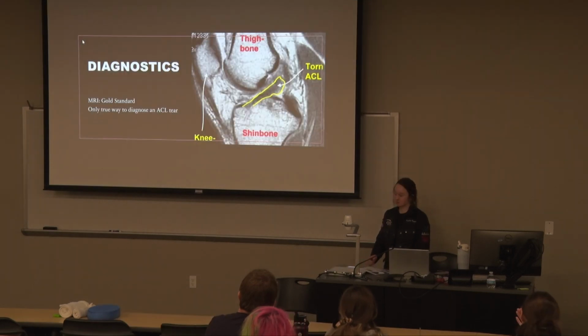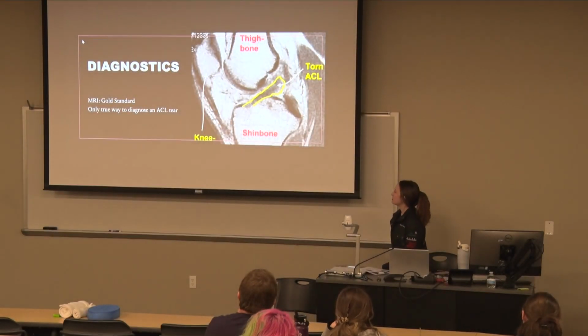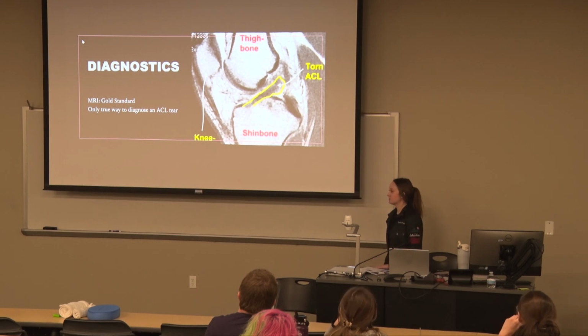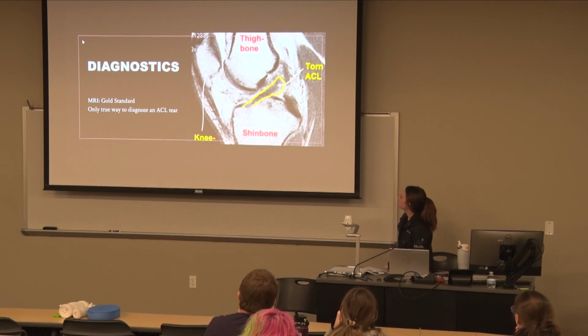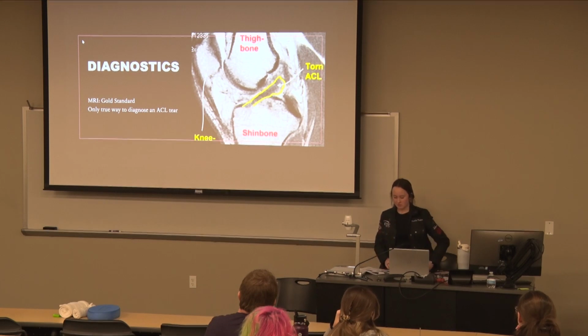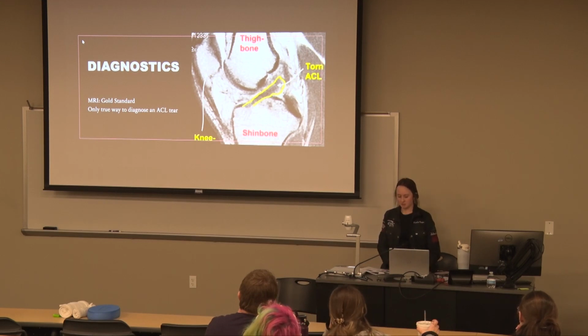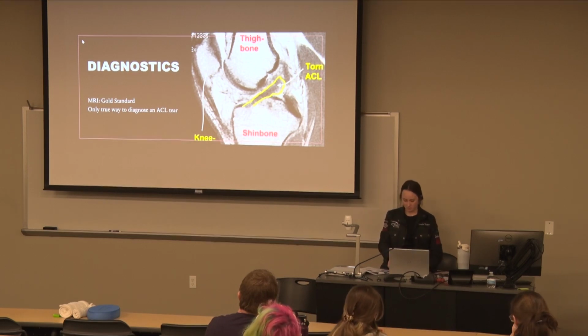And now next, we're going to be talking about the MRI. It's basically the gold standard of diagnosis. So really the only way you can truly know if you tore your ACL is through an MRI, which shows the muscles. Most of the time they're ordered by a doctor or a chiropractor, so you have to have a script written for that to get one.